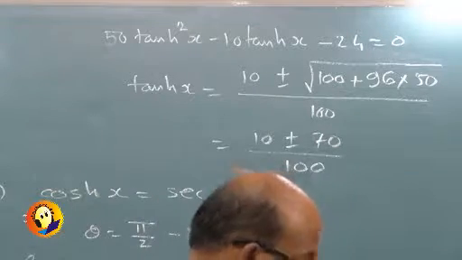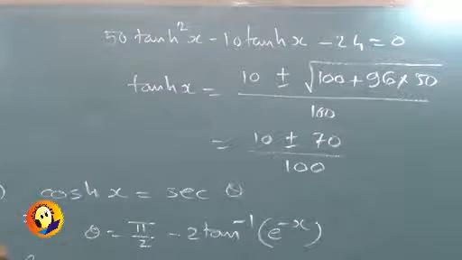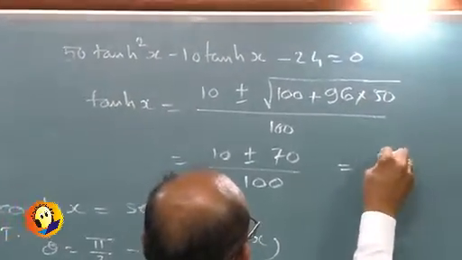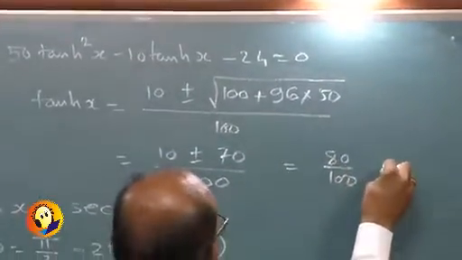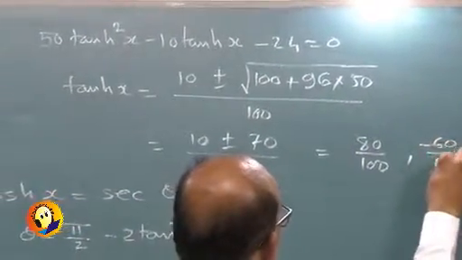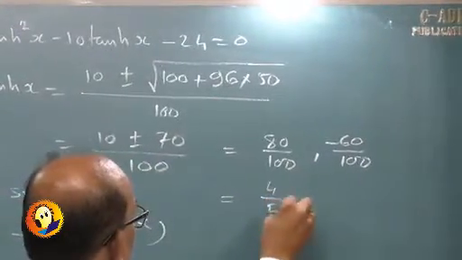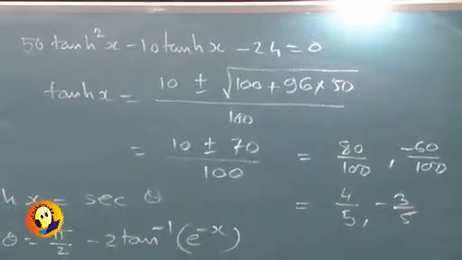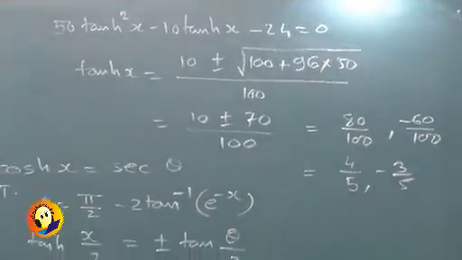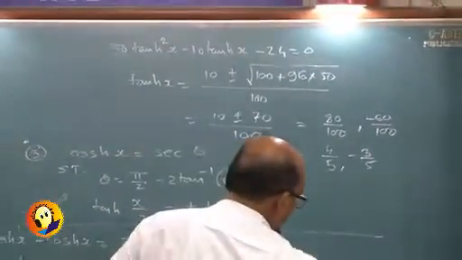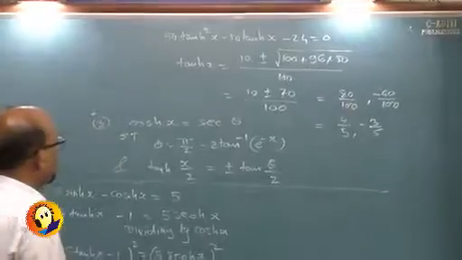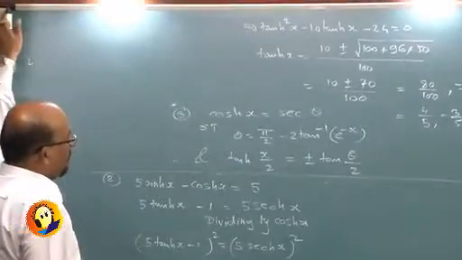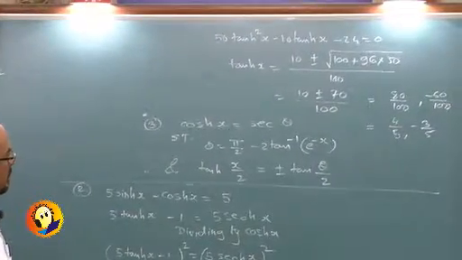Do we have answers? Yeah. So that leads to either 80 by 100 or minus 60 by 100. That is nothing but 4 by 5 or minus 3 by 5. That was problem number 2.